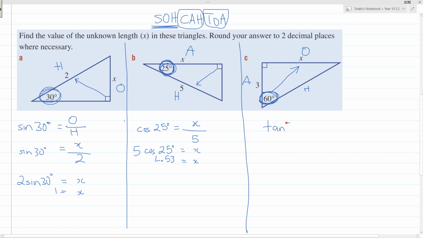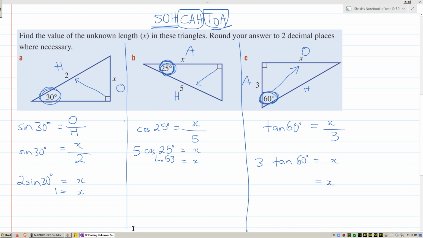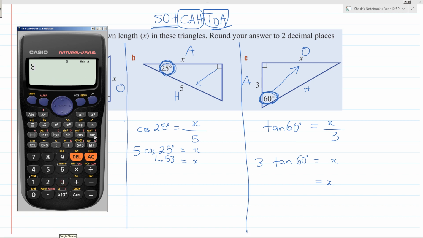So tan of 60 degrees here. I'll just wipe it off to make it a bit clearer. And so you have tan of 60 degrees is equal to opposite over adjacent. O over A. So opposite is x and adjacent is 3. And so multiply both sides by 3 here. So you'll have 3 tan of 60 degrees is equal to x, and therefore x is clearly equal to, pull out a calculator, 3 times tan of 60 degrees. And to 2 decimal places, that is 5.20.